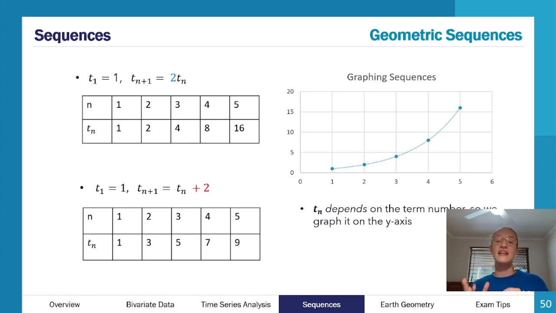And again, our Tn depends on the term number. So again, that's just getting into the formalities of why we graph n on this axis and Tn on this axis. As long as you remember to graph n on the bottom, that's awesome. That's all you need to make sure that you're doing. So let's graph our arithmetic sequence.